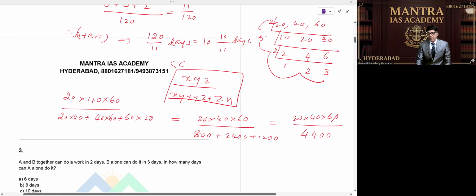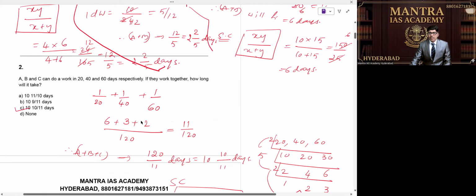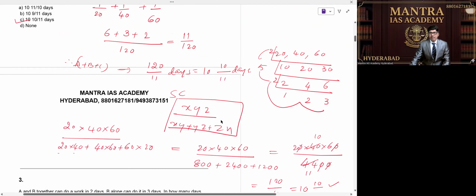This 0 cancelled. Even this 0 also cancelled. Now 4 10s are 4, 11 times. How much did I get here now? Observe it. 2 into 10 into 6 is 120 by 11. 11 10s are 110, so 10 by 11 is the answer. You can do any method, you'll get the same thing. Same option we have, C. This shortcut is for three members, x, y, z: xy plus yz plus zx by xyz, beta.